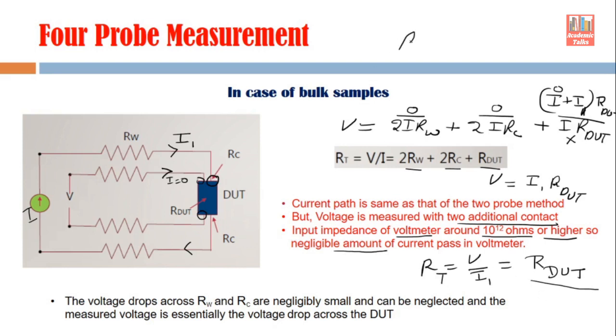Now if we apply this RT value in this equation, we are going to get a more accurate value of rho, because this RT has less error, less parasitic components, or negligible parasitic components in it. It truly represents the resistance of the device under test. You can see it is mentioned that the voltage drop across RW and RC is negligibly small and can be neglected, and the measured value is essentially the voltage drop across the device under test. So this is the main advantage of the 4 probe technique.